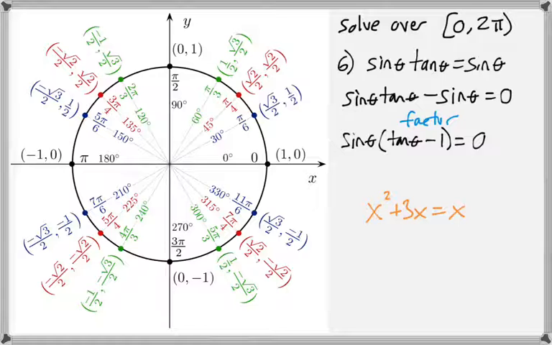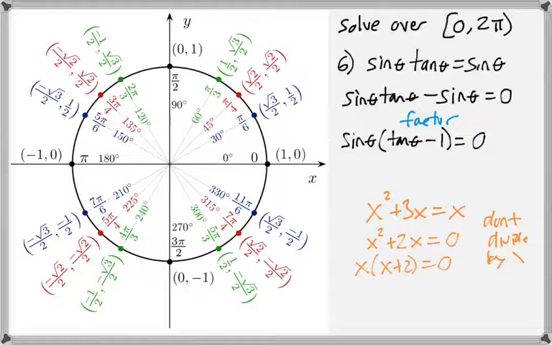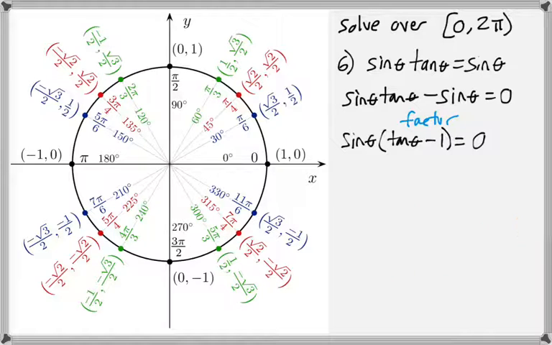You want to subtract x to the other side and have x squared plus 2x is equal to 0, and then you would factor out x. x plus 2 is equal to 0. So do not divide by x. You want to move everything to one side and then factor. So that's why I don't divide by sine.